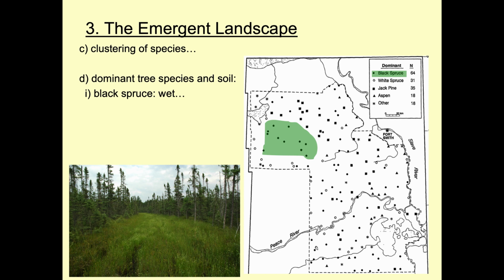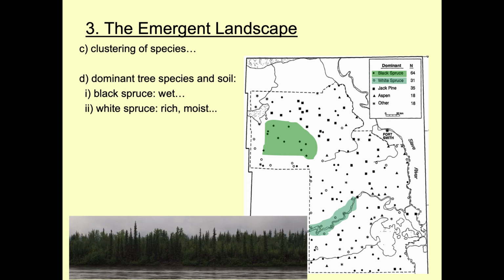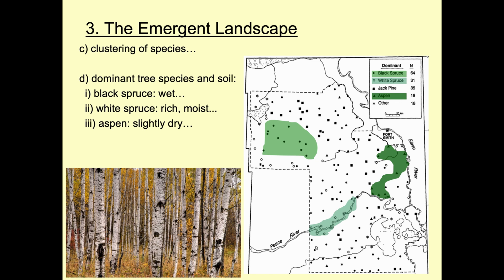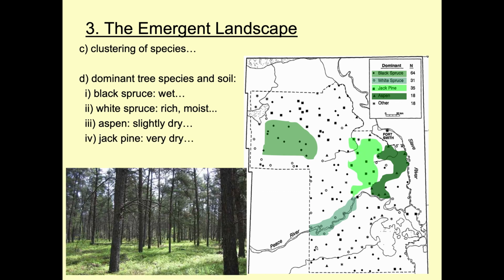So these black spruces, they live in these wet clay dominated soils. White spruce, they're dominant on moist margins of rivers and lakes in organic rich soils. Aspen are going to live on slightly dry silt derived soils, and jack pine dominate on very dry plains of really sandy soils. So we can see that this soil texture actually drives this spatial clustering.